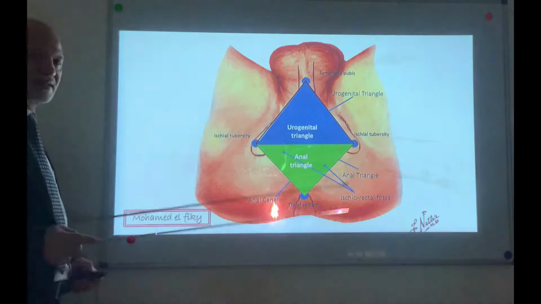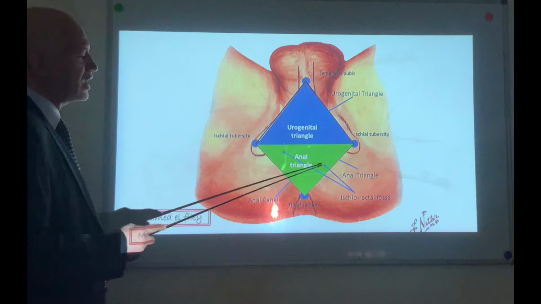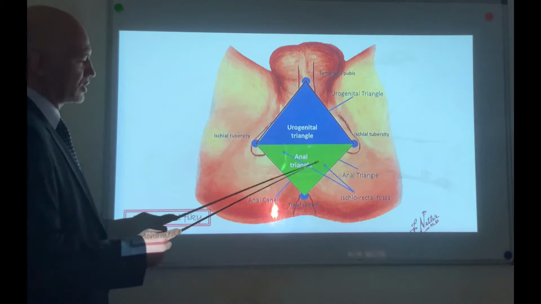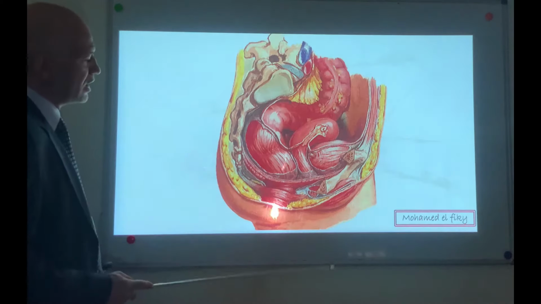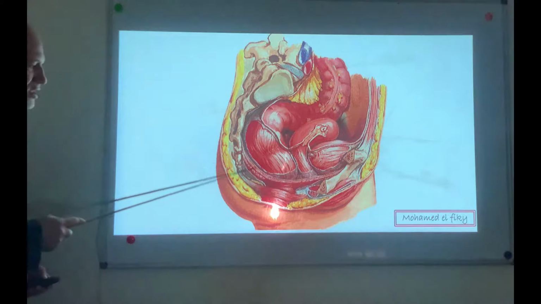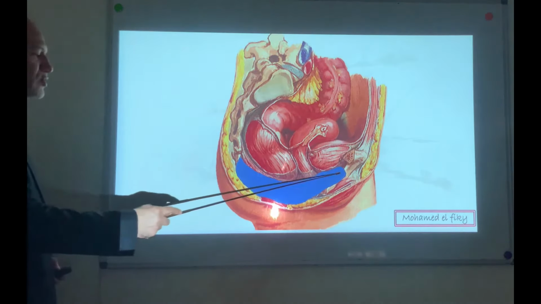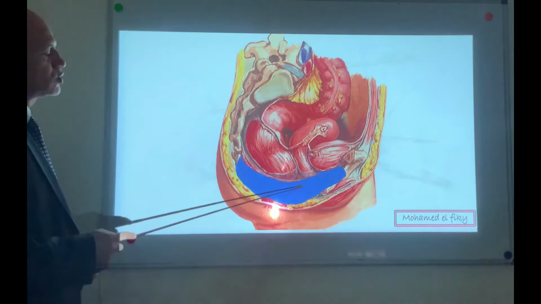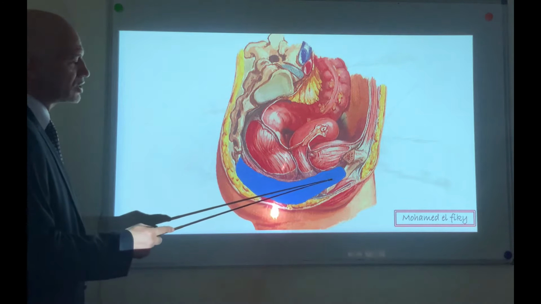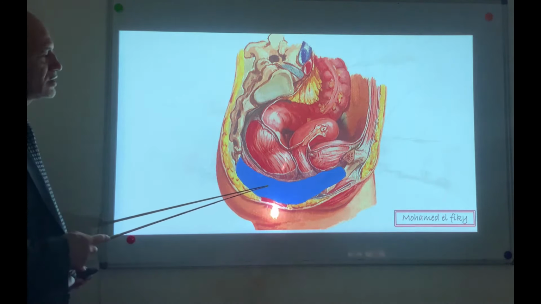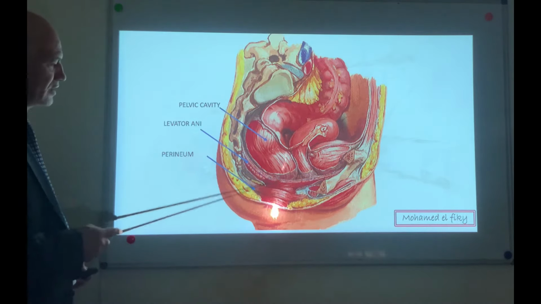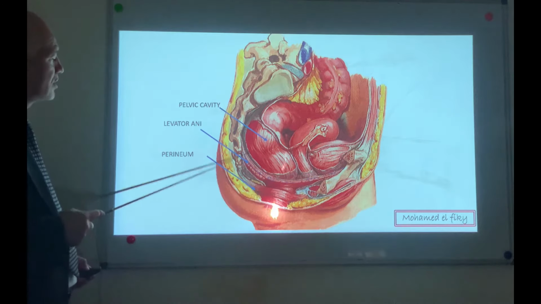We discussed it in the lecture with the large intestine, and the space that surrounds the anal canal is called the Ischio-rectal Fossa. Again, this is the levator ani muscle. Below the levator ani is the perineum, which is divided into two parts: the anterior part, the urogenital triangle, and the posterior part, the anal triangle. This is the anal canal. This is the levator ani muscle.